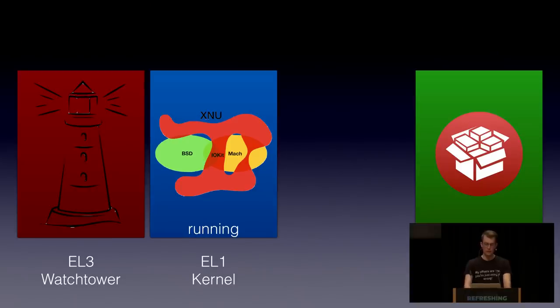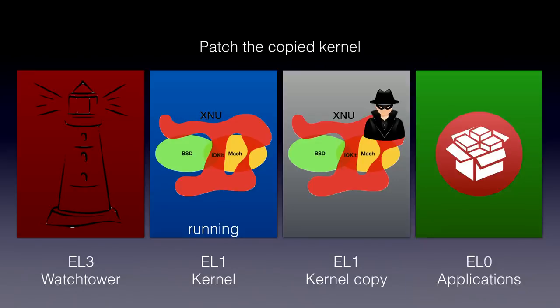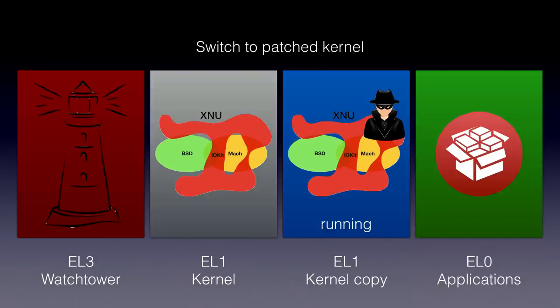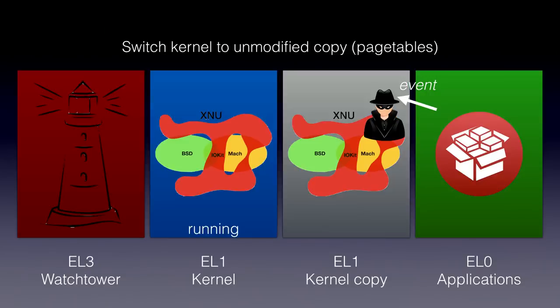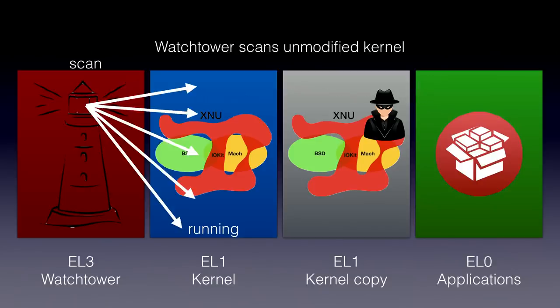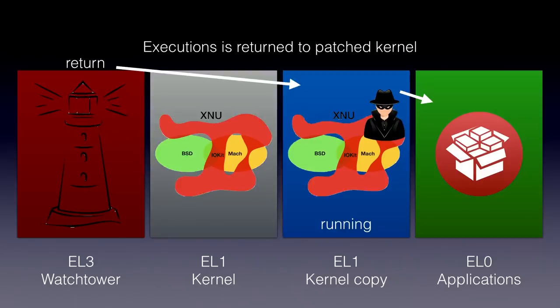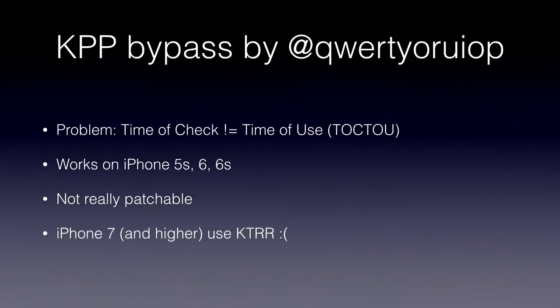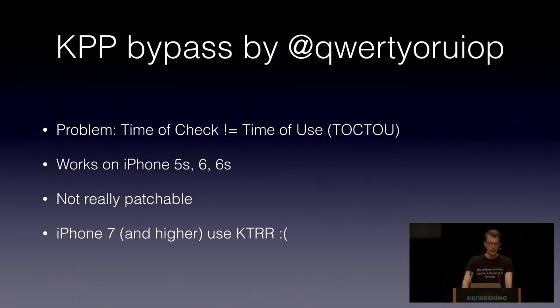So this is what it looks like. We copy the kernel in memory. We patch the modified copy. We switch the page tables to actually use the modified copy. And when we have the FPU event, we just switch the page tables back, forward the call to Watchtower, and make Watchtower scan the unmodified kernel. And after the scan, we return to the patched kernel. So the problem here is time of check, time of use, a classical TOCTOU. And this works on the iPhone 5S, the iPhone 6, and the iPhone 6S, and it's not really patchable.